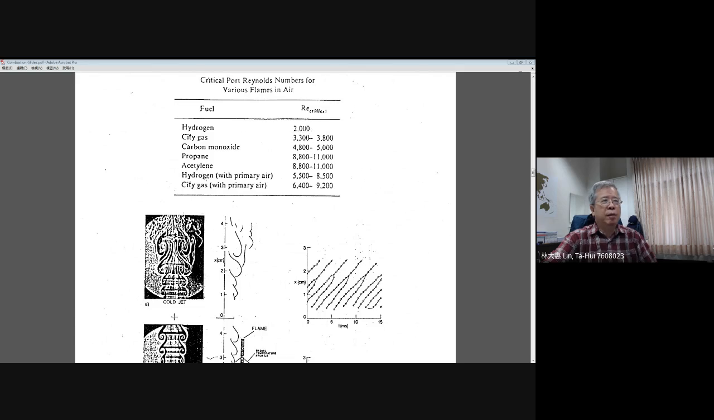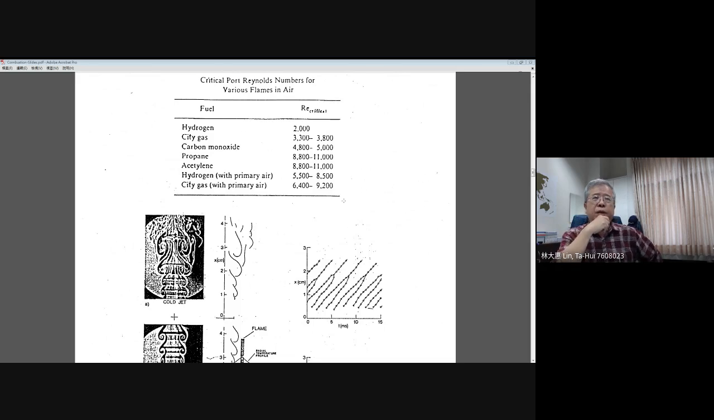But when you have some premixing, they show you with some primary air. Primary air means that you premix a certain amount of air into your fuel jet. Then the Reynolds number will increase to the range of 5,500 to 8,500. Similarly for the city gas, when you have primary air, the Reynolds number increases.